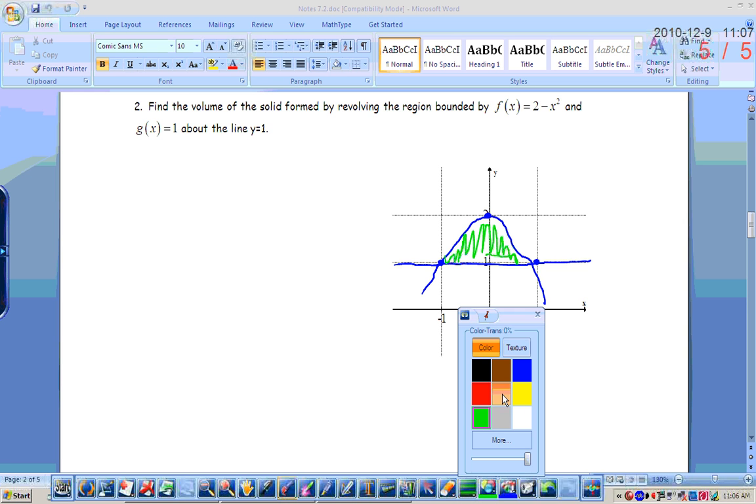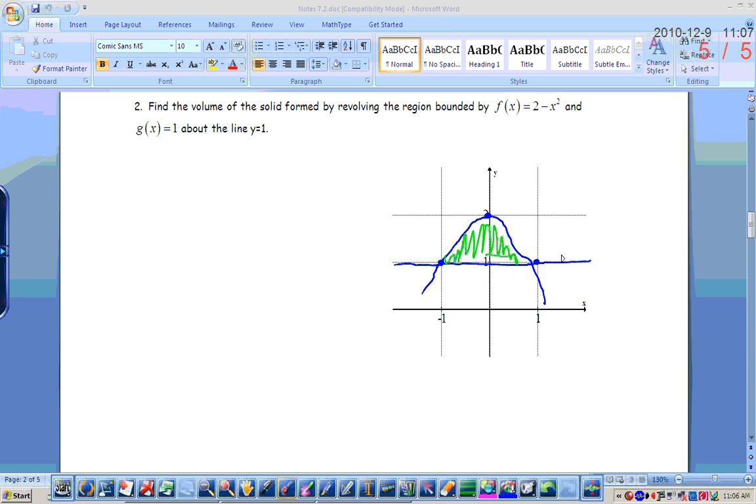Okay, and then what are we revolving around? The line y equals 1. Okay, so this is not really any different than what we just did, but I've just kind of shifted it up. The only thing that's going to change here, and remember that my rectangle needs to be perpendicular to my axis of revolution, and therefore the width is going to be dx.